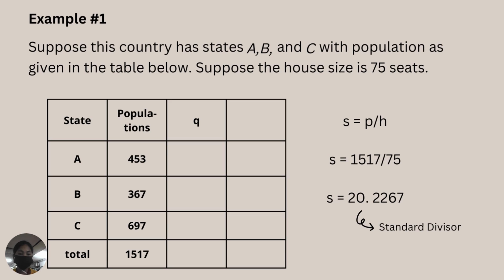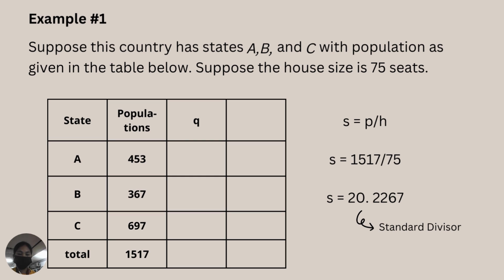So here is example number 1. Suppose this country has states A, B, and C, with populations as given in the table below. Suppose the house size is 75 seats. As you can see in the table, the total population is 1517. In order to get the quota, we need to first calculate the standard divisor, whose formula is S equals P over H, where P is the population and H is the house size.